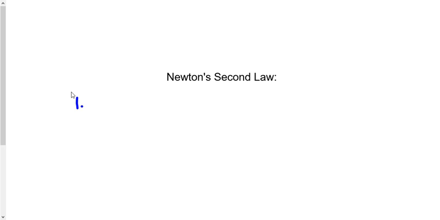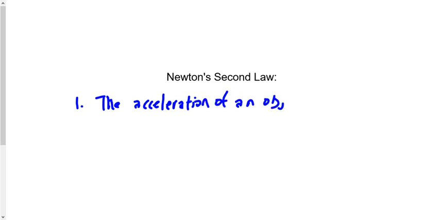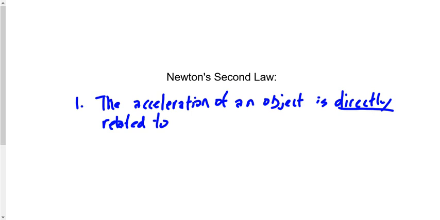It's two parts as well. The acceleration of an object is directly related to the net force. Directly related means it's a linear relationship. It means if this is bigger, then that is bigger. If this is to the right, then that's to the right.